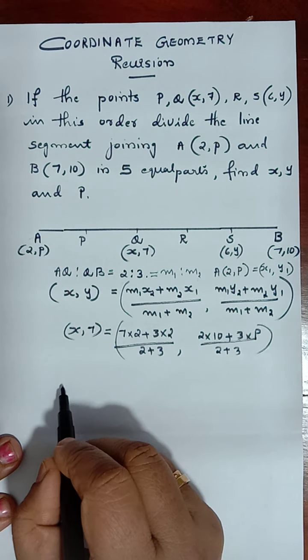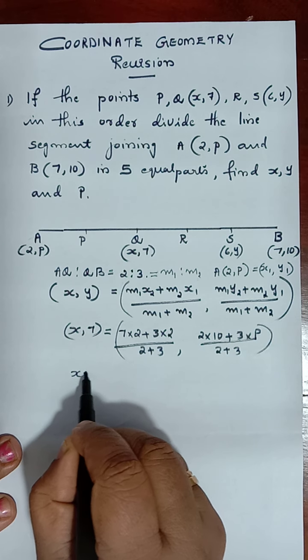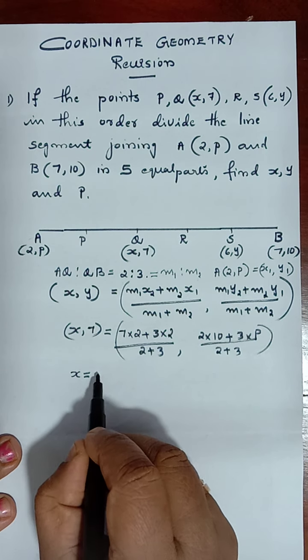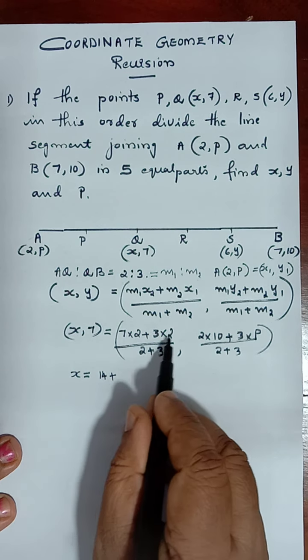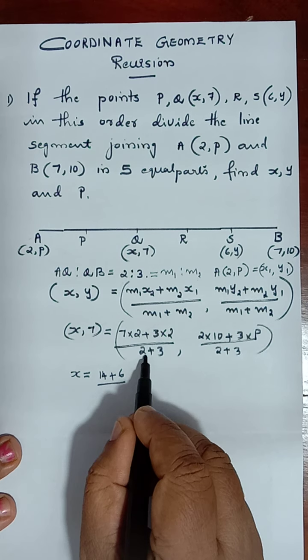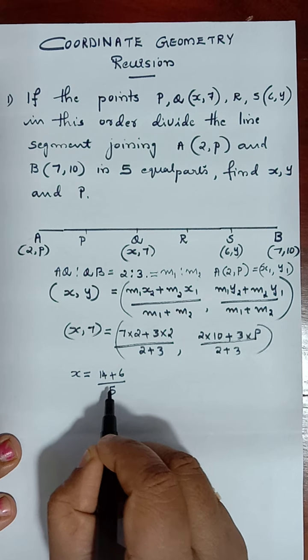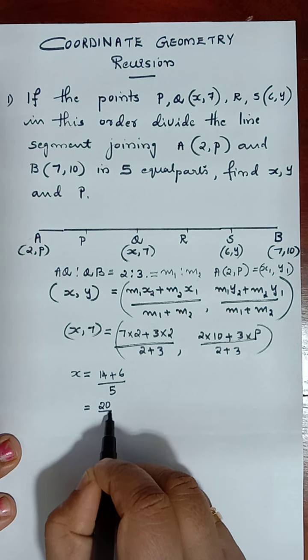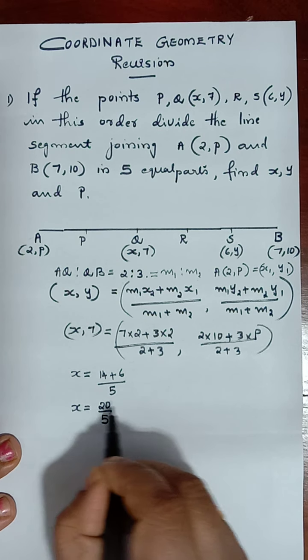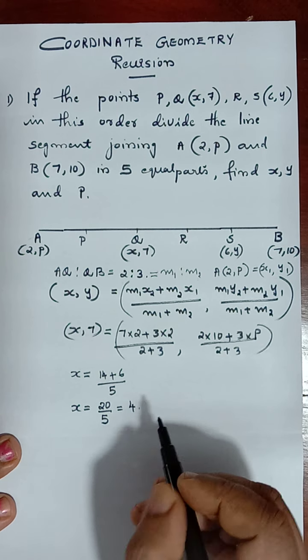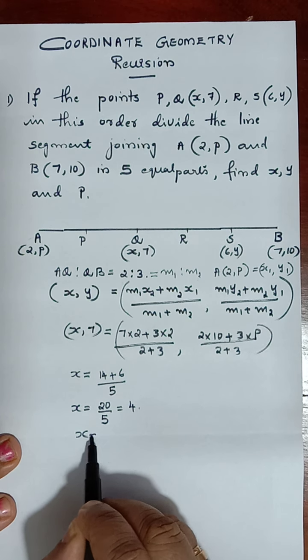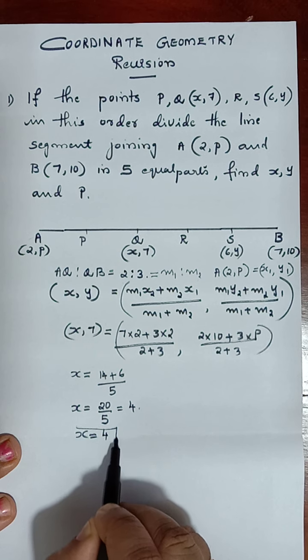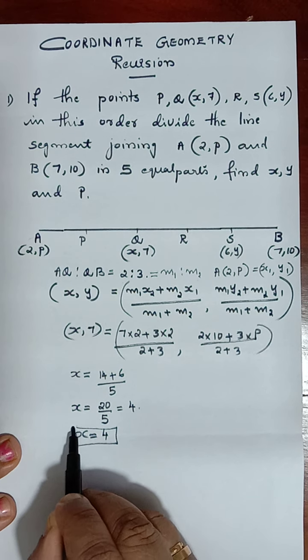Here x is equal to, you can see, 2 7s are 14, 3 2s are 6, divided by 2 plus 3, which is 5. So we will get the answer. It is 20 by 5, that is x equal to 4. So we got the value of x as 4. This is one of the points to be found out.